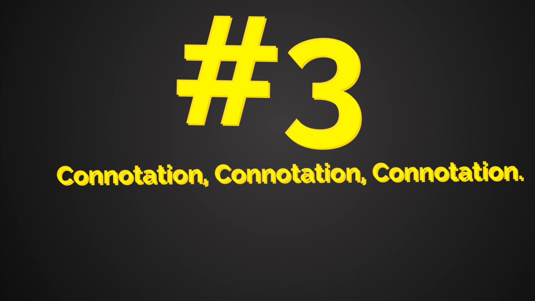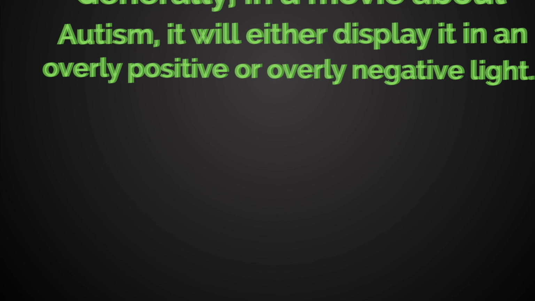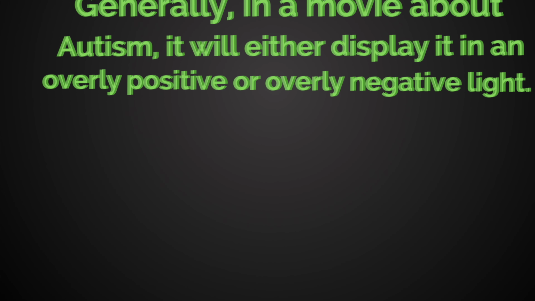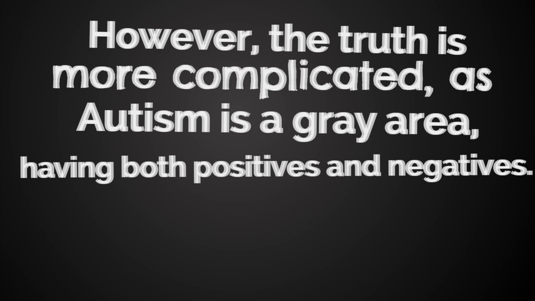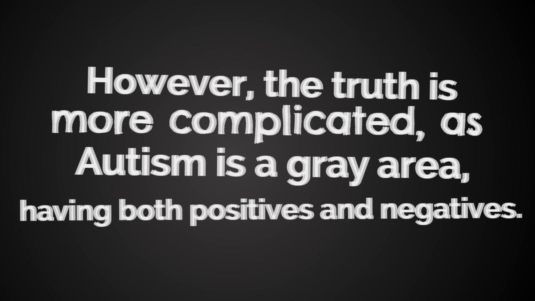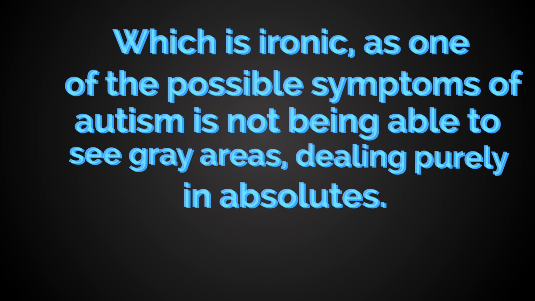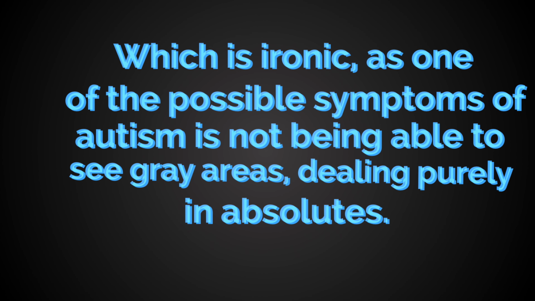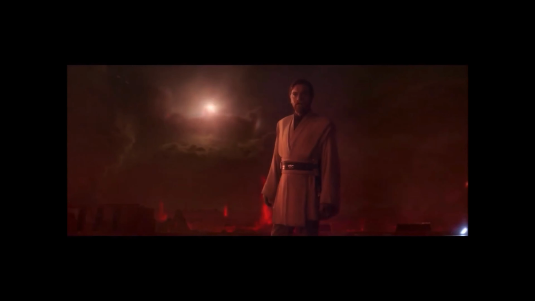Number 3. Connotation, connotation, connotation. Generally, a movie about autism will either display it in an overly positive or overly negative light. However, the truth is much more complicated, as autism is a gray area, having both positives and negatives. Which is ironic, as one of the possible symptoms of autism is not being able to see gray areas, dealing purely in absolutes. Only a Sith deals in absolutes.